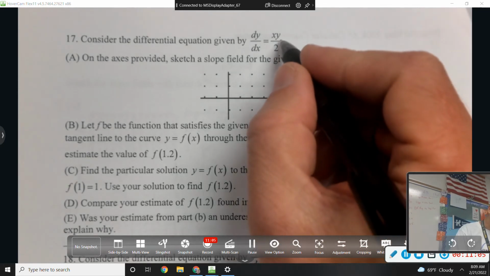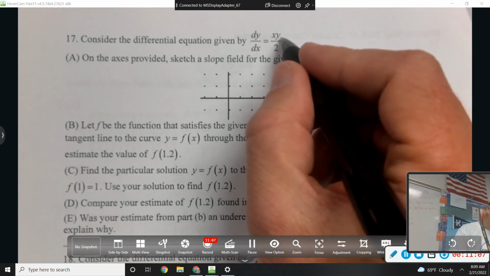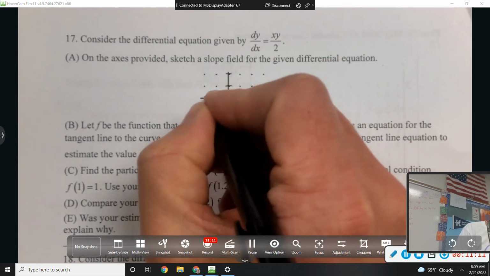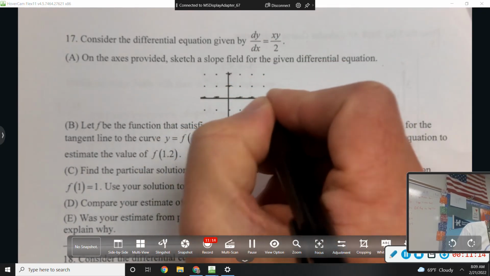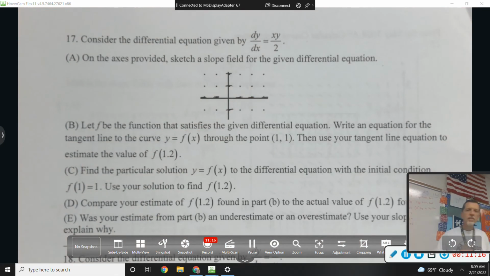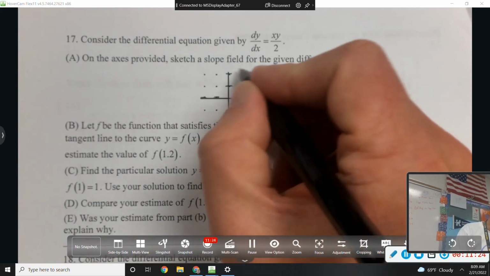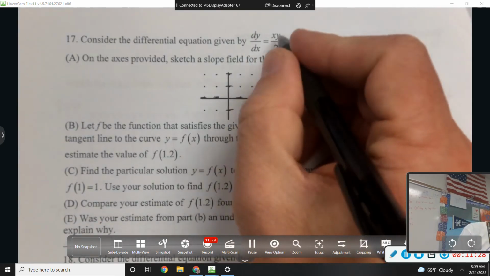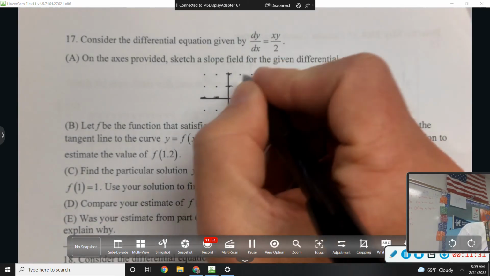Okay, xy times 1/2. So if x is 0 or y is 0, then it's equal to 0. So that knocks off some easy ones. After that, it's, well, not as easy. Maybe it'd be best to start in the first quadrant where everything's positive. That way you're not having to worry about negatives. At 1, 1, times 1 over 2 would be 1/2.